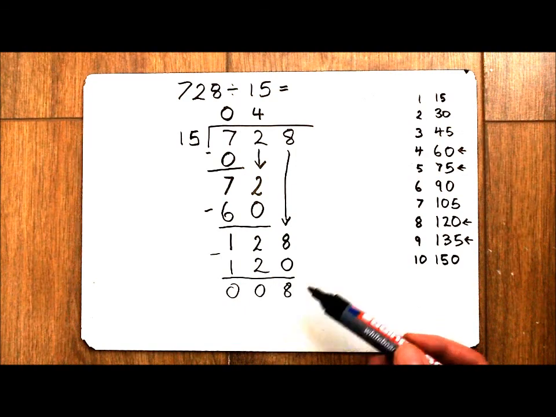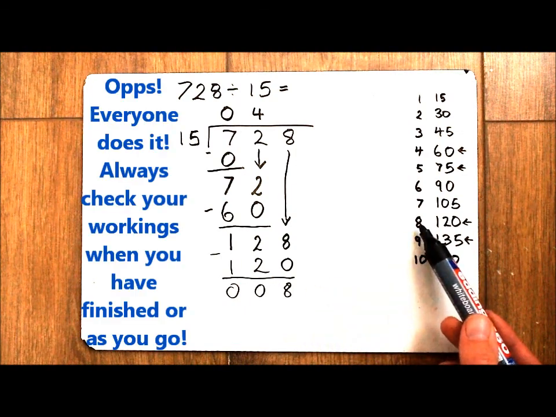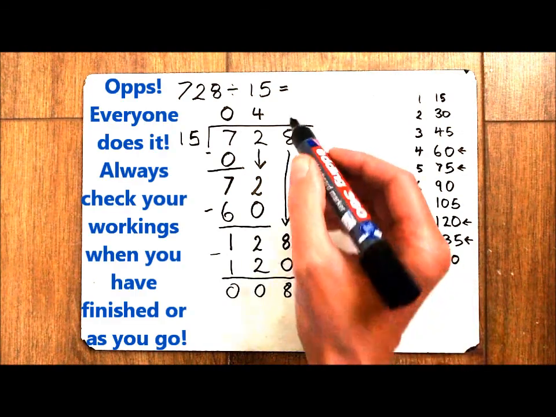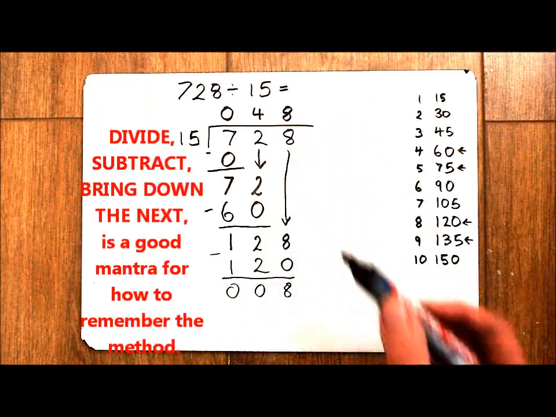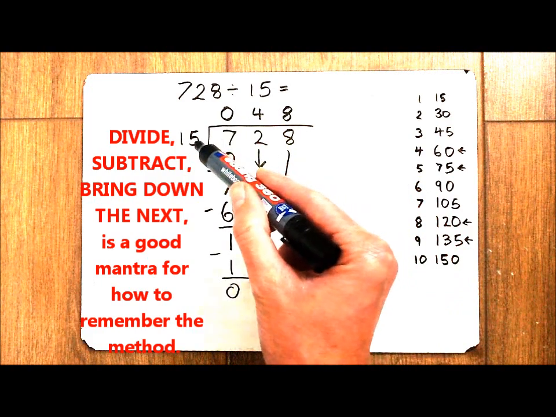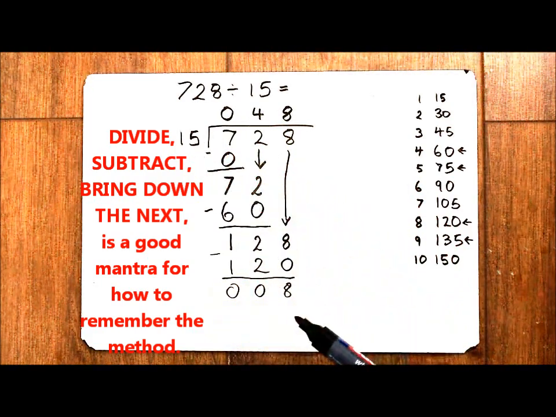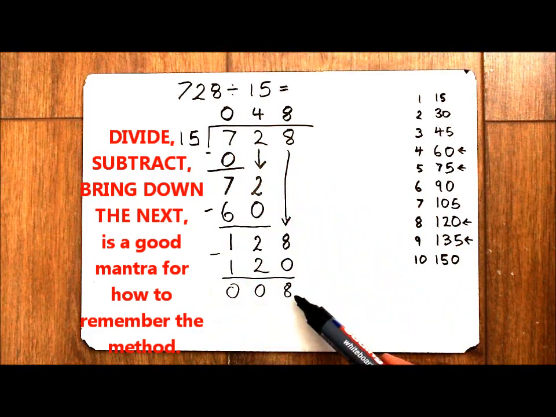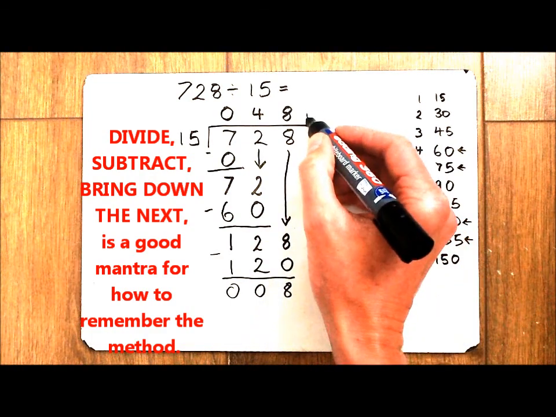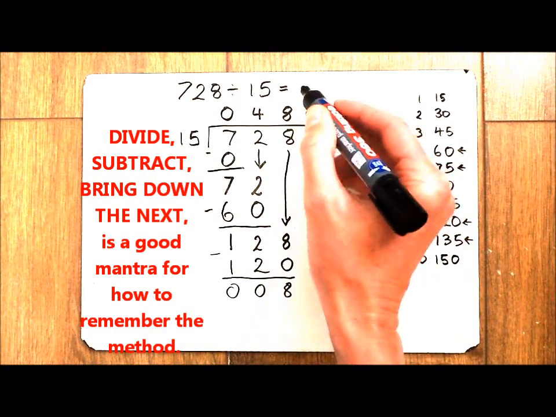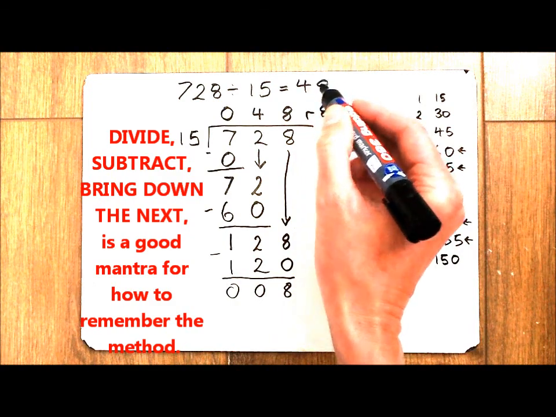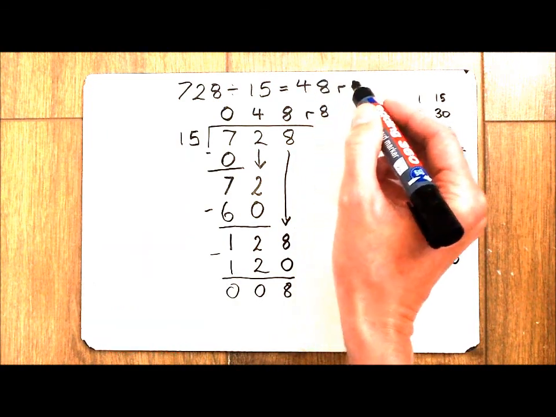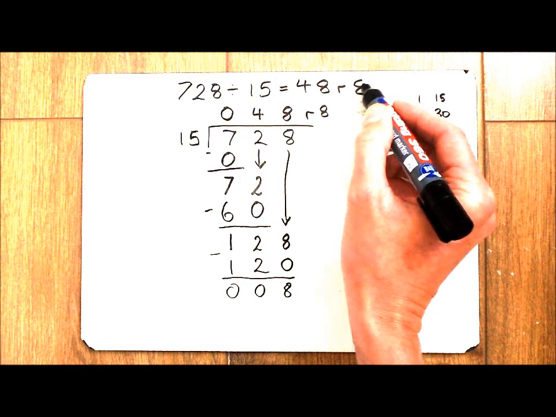But what I've actually forgotten to do is say that I used 8 lots of 15, so I need to make sure I put that above the bus stop. So 48 lots of 15 fit into 728, but I've got the remainder 8. So using long division, 728 divided by 15 is 48, remainder 8.